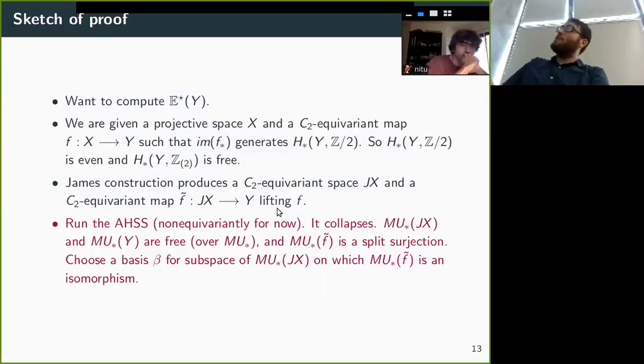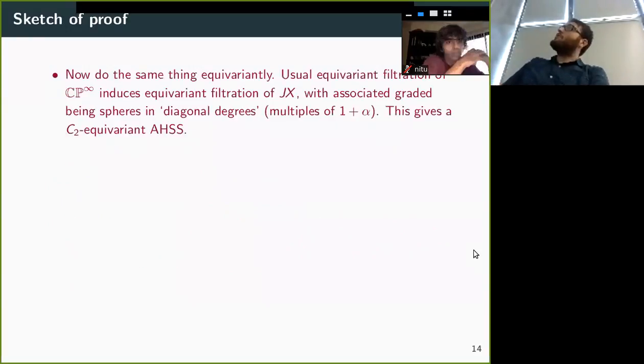And what we're going to do is choose a basis for the subspace of the MU homology of JX on which this map is an isomorphism. Okay? So we choose a subspace of the MU homology of JX, which is isomorphic to the MU homology of Y. So this is all stuff that we get just from having a projective space X mapping to Y, whose image generates its mod 2 homology. Okay. Now let's try to do the same thing equivariantly.